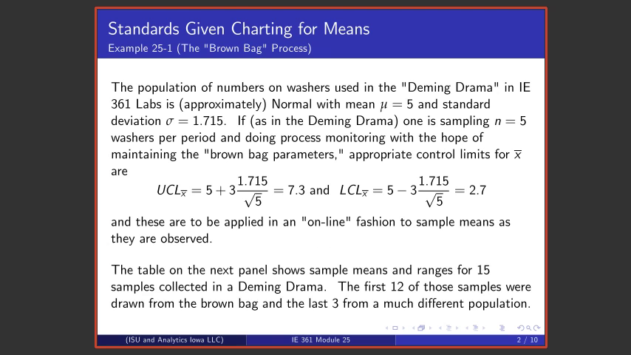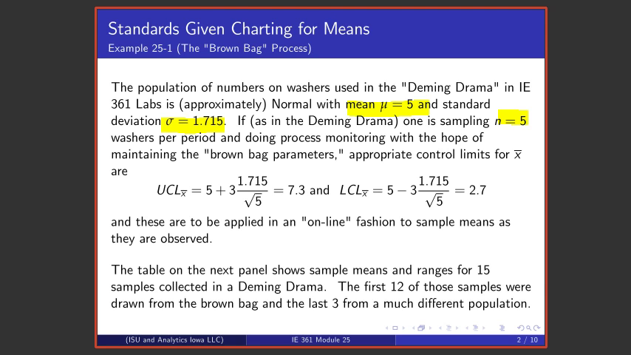This is an example that's used regularly in IE 361 classes at Iowa State University. It's an example where a process with mean 5 and standard deviation 1.715 is used to create samples of n equal to 5 individuals. The specifics happen to be that there's a bag of washers, and on those washers are written numbers. Those numbers have mean 5, standard deviation 1.715, and as a class demonstration, collections of 5 washers are drawn and their averages and ranges are recorded.